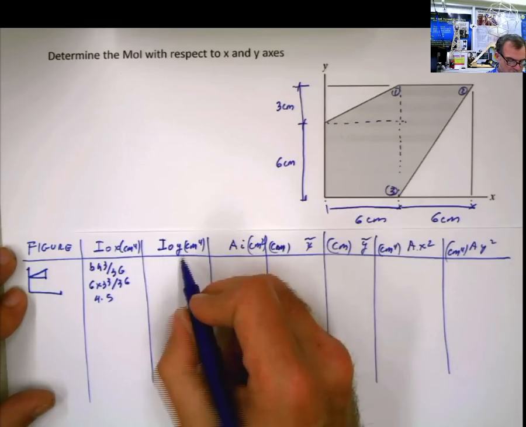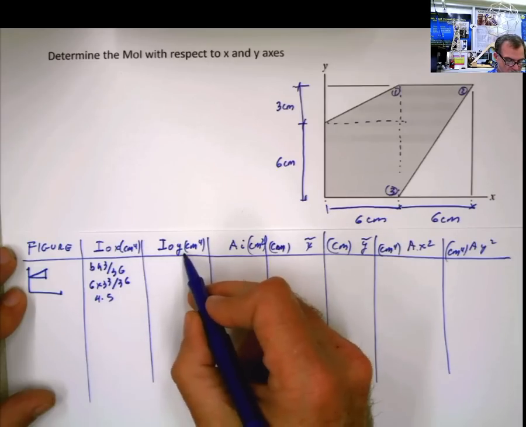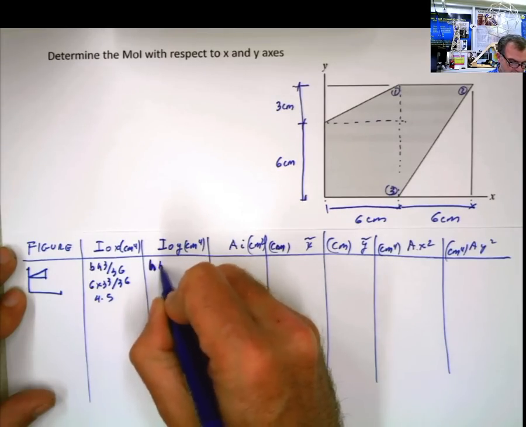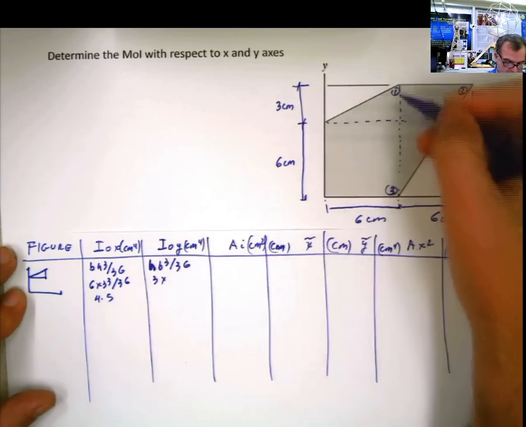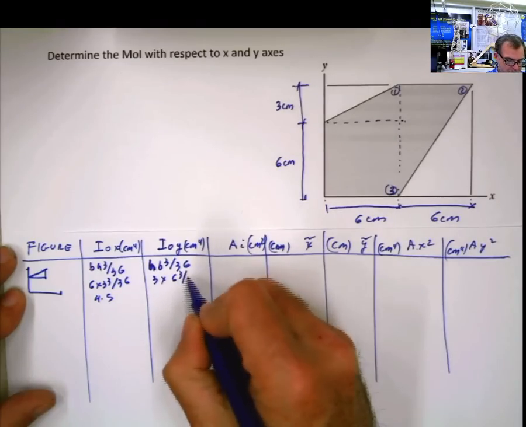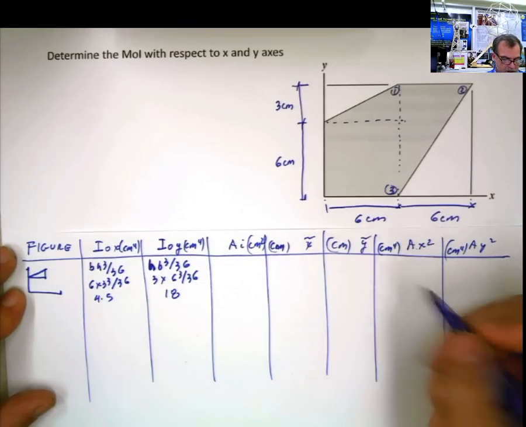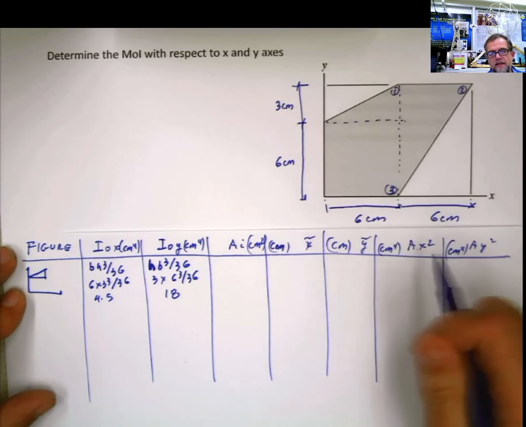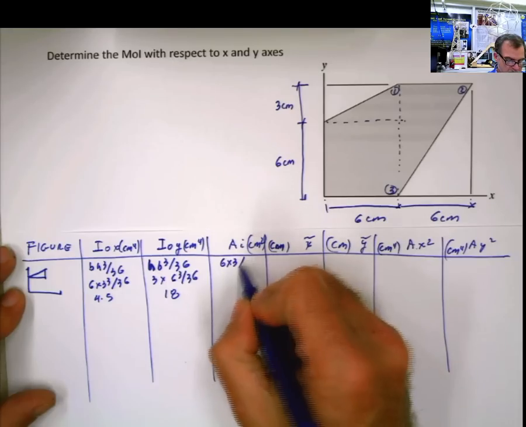Now I sub y, if this is bh cubed divided by 36, then with respect to y, it's going to be hb cubed divided by 36. That's going to be 3 times 6 to the third divided by 36, and that's 18. Area, 6 times 3 divided by 2, please remember to divide by 2, because it's a triangle.